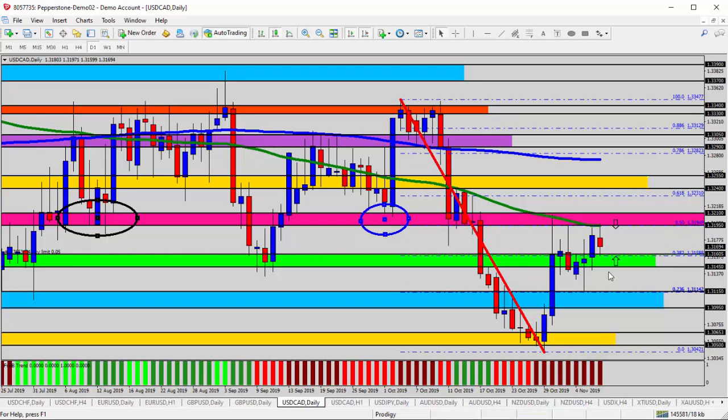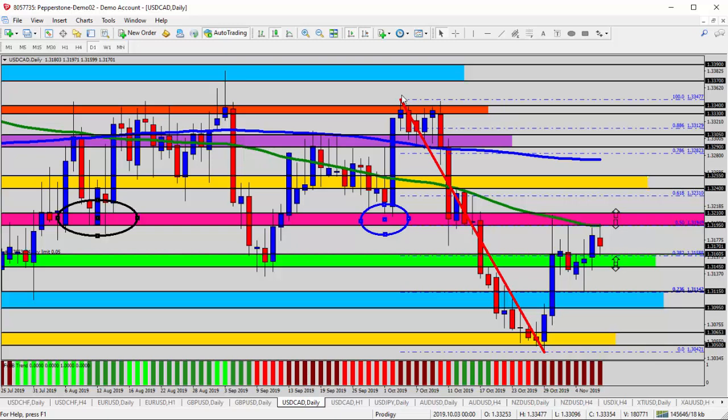So what we could surmise from this, as long as it stays under the pink zone, we're looking at resistance above the green zone support. A breakout on either side of those, above the pink zone would go higher, and below the green zone would go lower. So that's what we're looking at there.